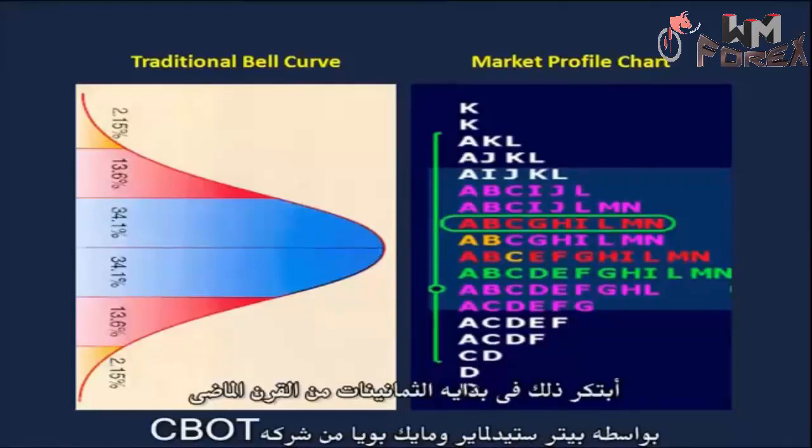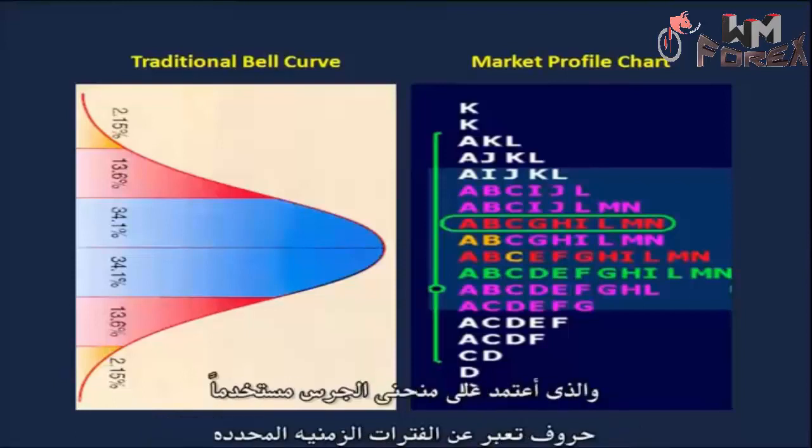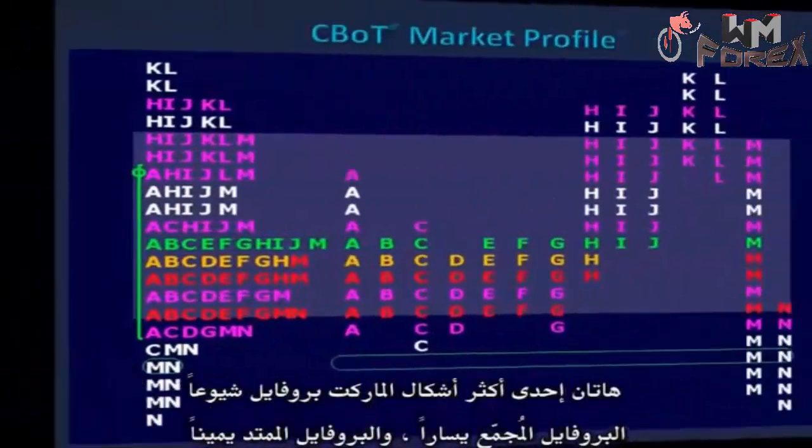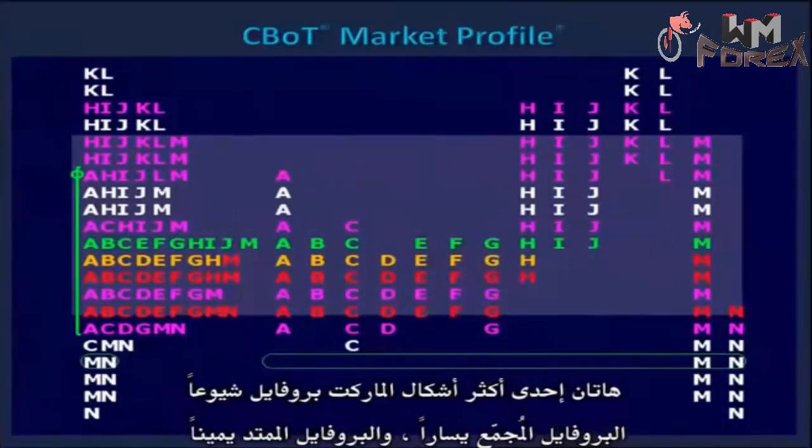It was created in the early 1980s by Pete Steidlmayer and Mike Boyle from the CBOT, and it's based on the bell curve, using letters to designate specific time periods. We'll have more on that in a second. Here are two of the most commonly used market profile formats, a collapsed profile on the left and an expanded profile on the right.